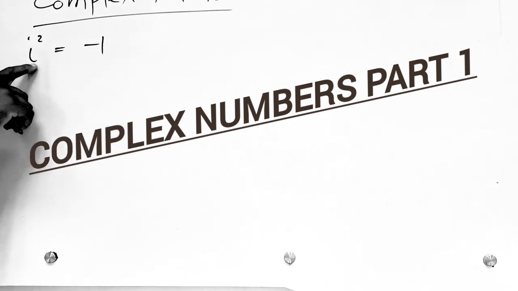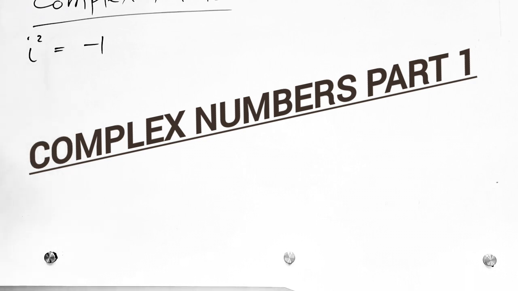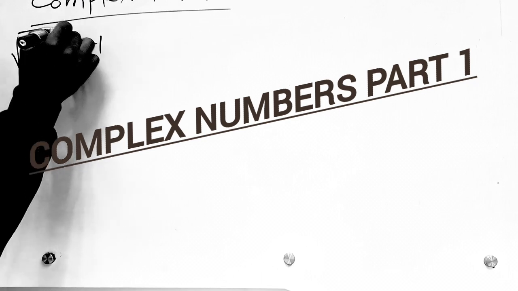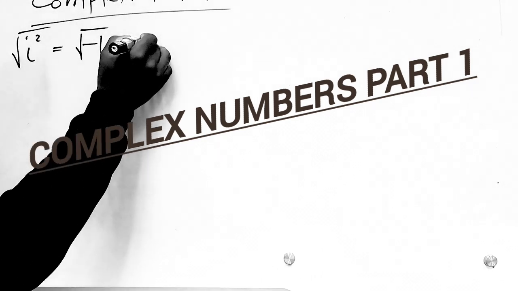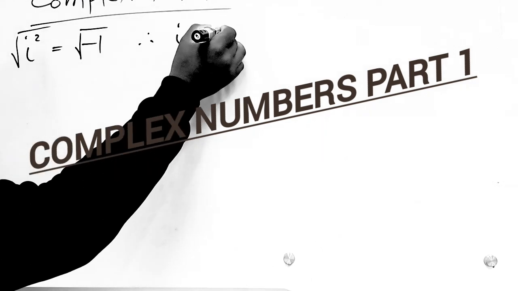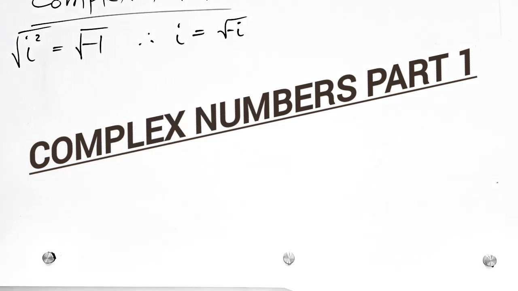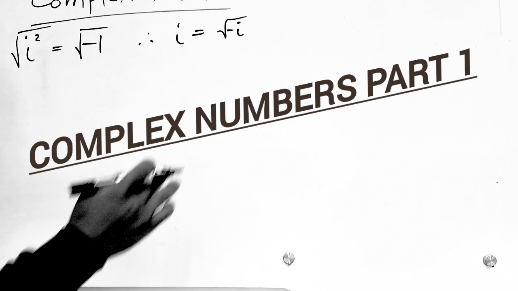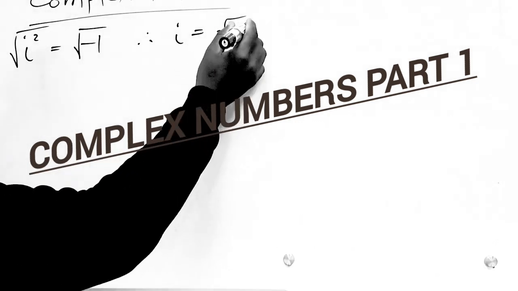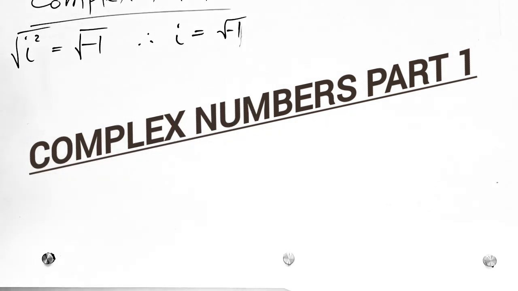To find i, we must apply the square root on both sides. Therefore, i is equal to the square root of minus 1. So now we know that the square root of minus 1 is equal to i.